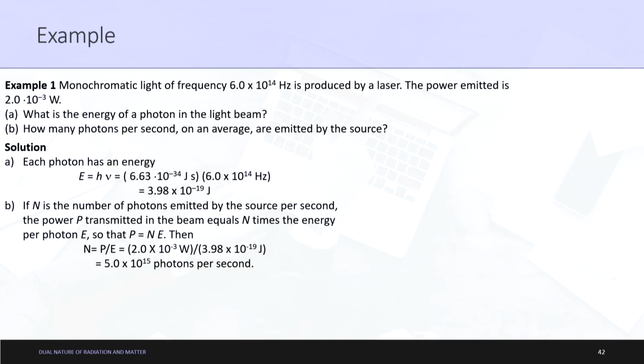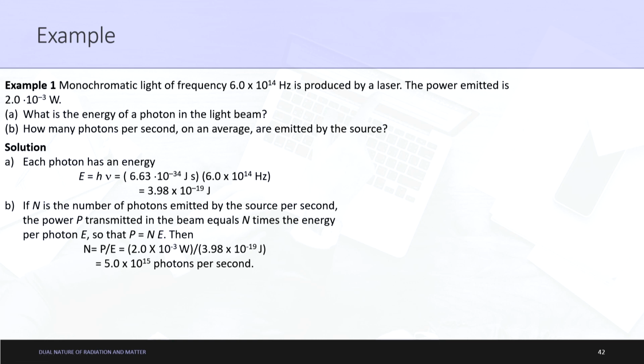So let's stop the complete discussion now and move on with some examples, which are very important as far as exams are concerned. Very easy, you just need to remember the formulas: h nu, h c by lambda, then K max is equal to h nu minus phi naught. So, very small equations; you just need to understand how to apply them and remember the values of h, h c, etc.